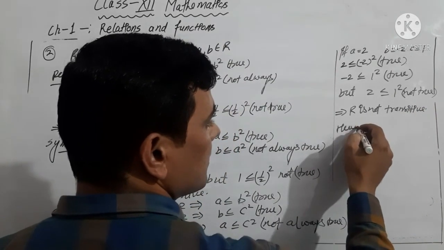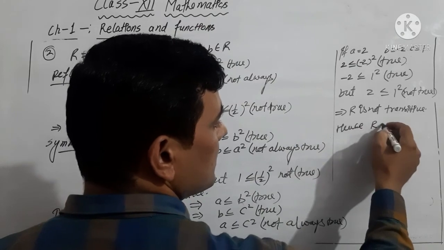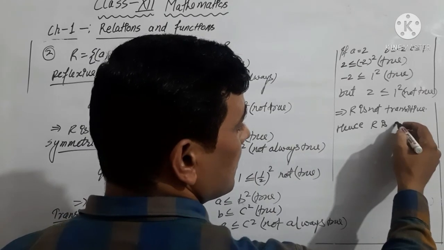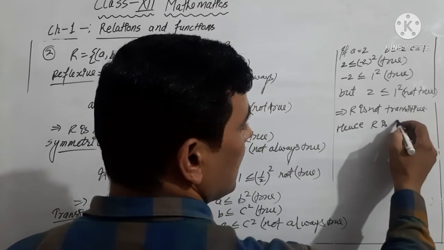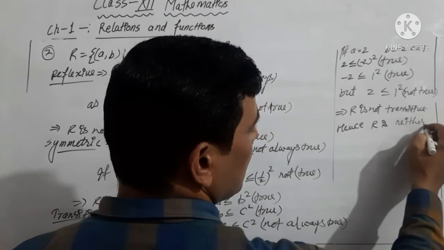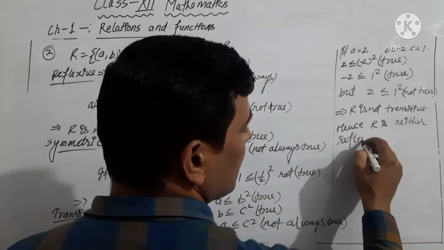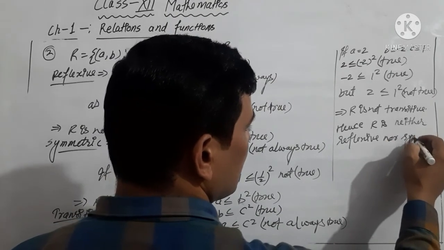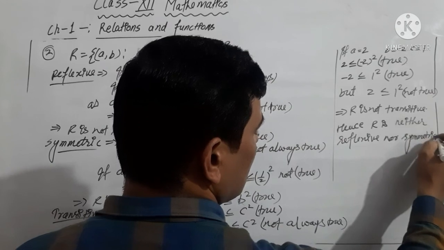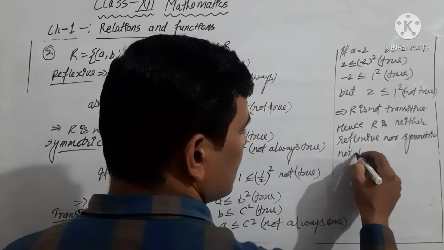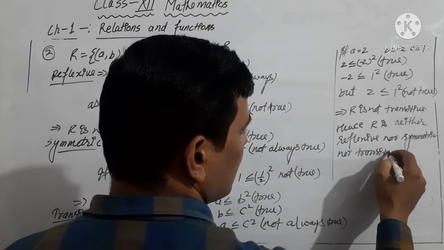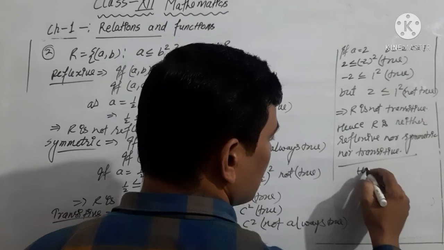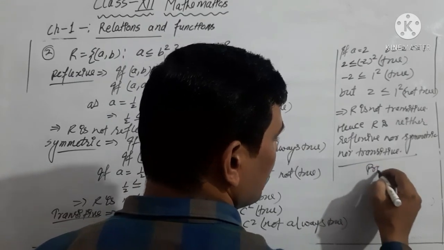Hence, R is neither reflexive, nor symmetric, nor transitive. Hence proved.